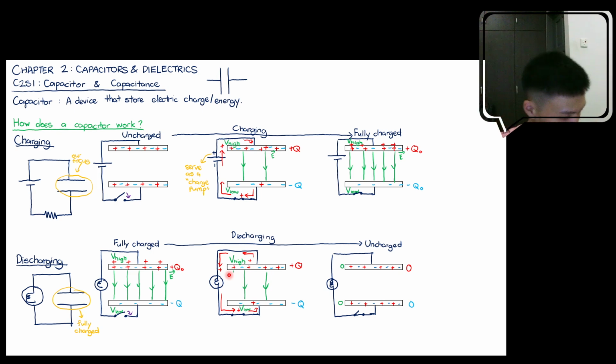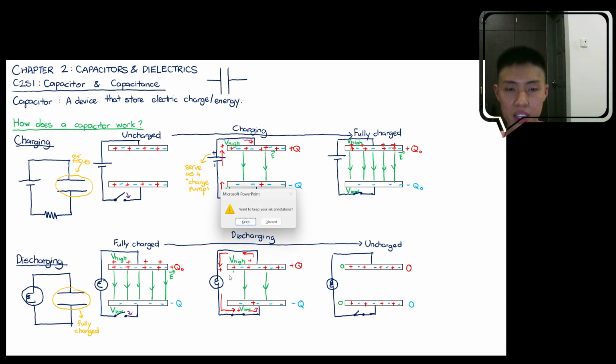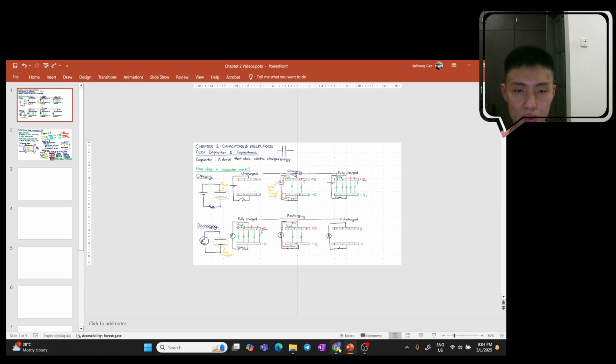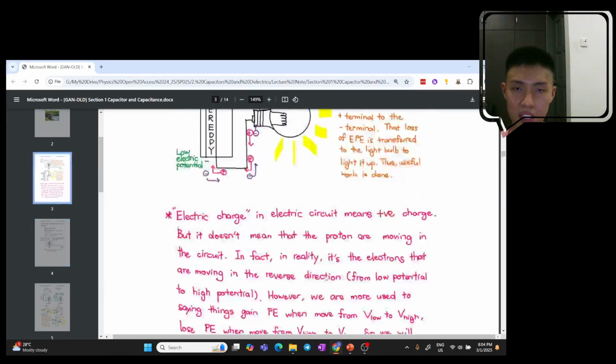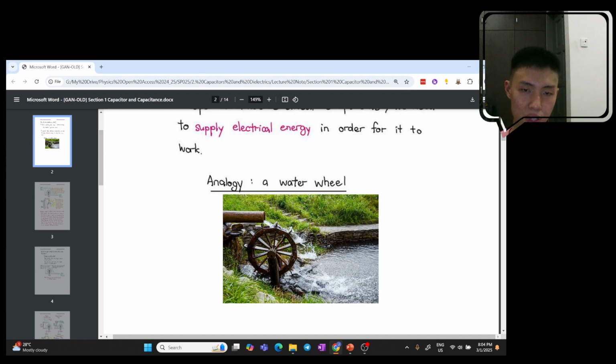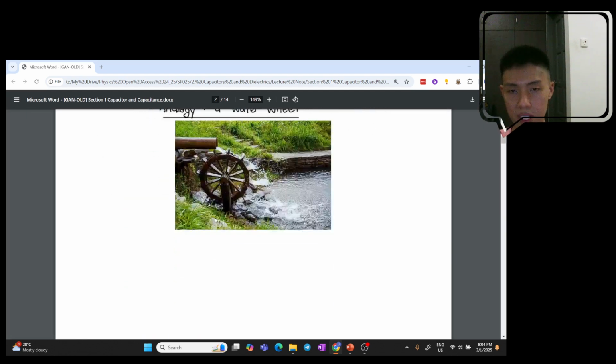Okay. Actually, there's an important thing I want to discuss. I'm not sure whether it'll be relevant for you to understand, but usually when I talk about a capacitor, I relate it to a water wheel. So this is a water wheel. As you can see, this is the wheel, and you have water flowing from higher ground to lower ground. So this is my notes. You can access it from my website.